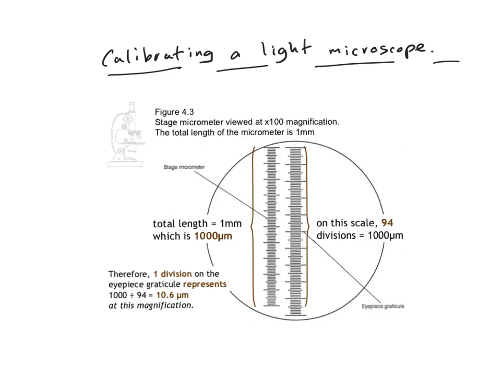So what you do is you see how many of the divisions of the stage micrometer equal how many divisions of the eyepiece graticule. In this case, one division on the eyepiece graticule represents 10.6 micrometers, because what we've worked out is 1,000 micrometers equals 94 divisions on the eyepiece graticule. Divide them both, therefore, one division must equal 10.6 micrometers. Once you have this information, you can use it to calculate the size of the object that you are seeing.